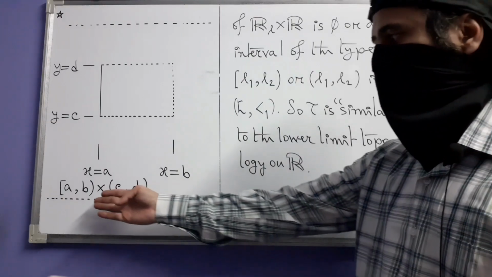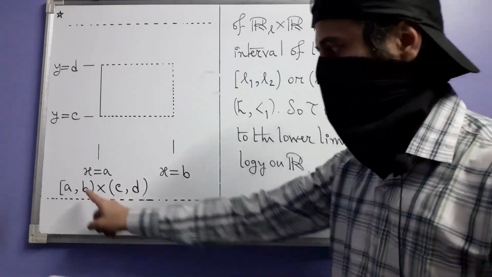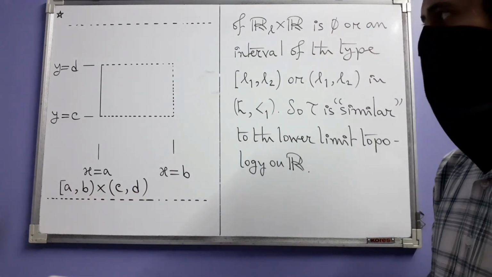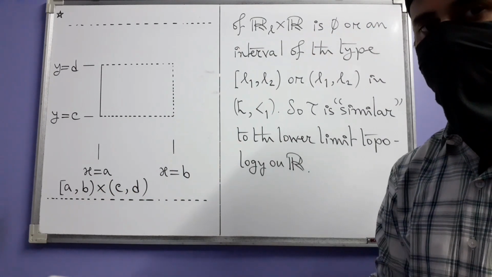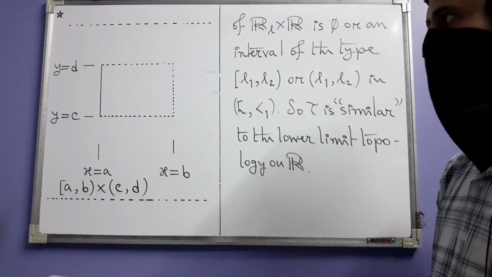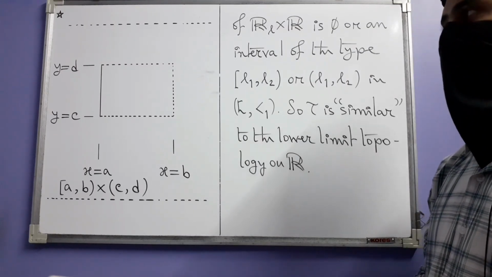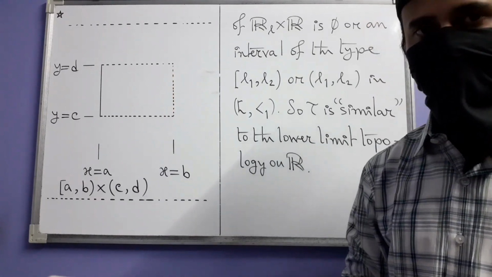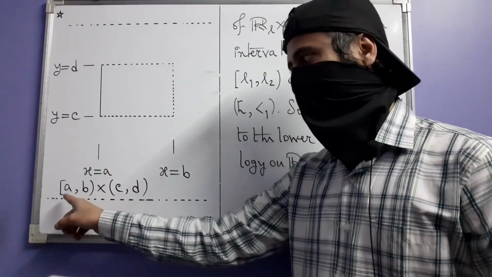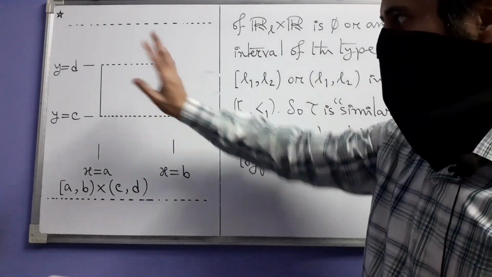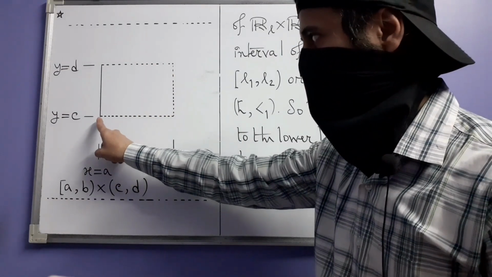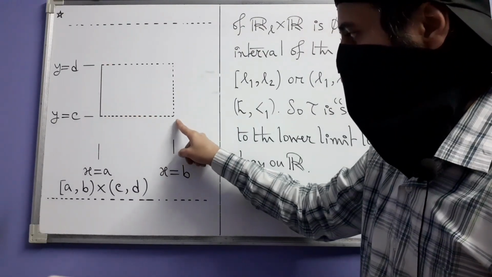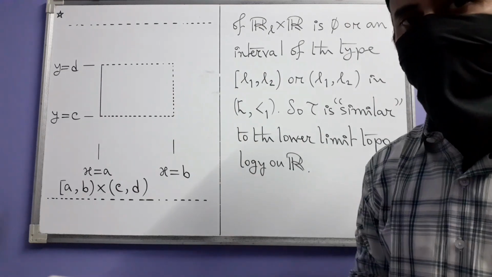So let's consider this basis element for the product topology, closed-open interval [a, b) times open interval (c, d). We can draw its figure and it looks like this. What are we looking at here? Here we are looking at a rectangular region. When you think of this geometrically, this is what you get. This is the point (a, c), this is the point (a, d), this is the point (b, c), and this is (b, d).